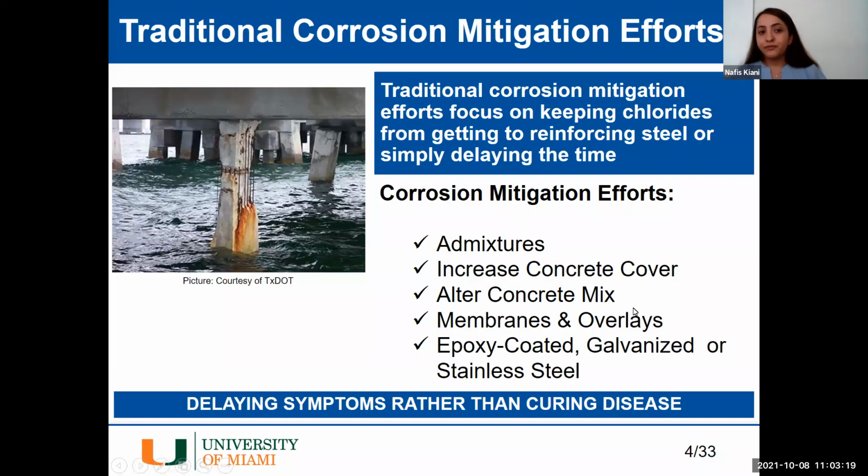But there are different traditional efforts that are used to mitigate the corrosion, like adding admixture to the concrete mix, increasing the concrete cover, or changing the concrete mix, using membranes and overlays, or using epoxy-coated, galvanized or stainless steel. But unfortunately, sometimes these efforts are not effective in aggressive environments, and we still have corrosion. We still see corrosion in concrete structures, like you can see in this picture, where we have very intense corrosion in part of a bridge.